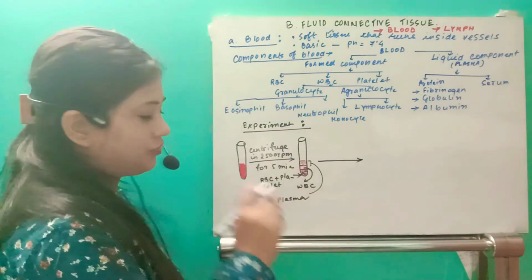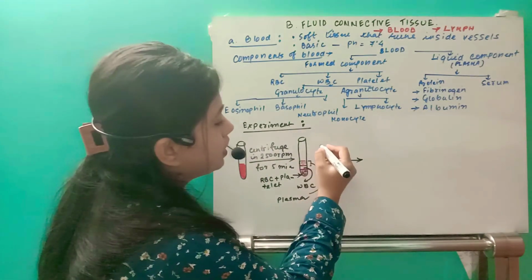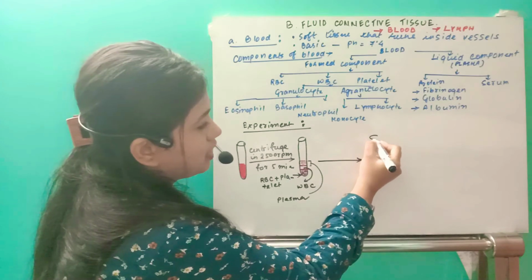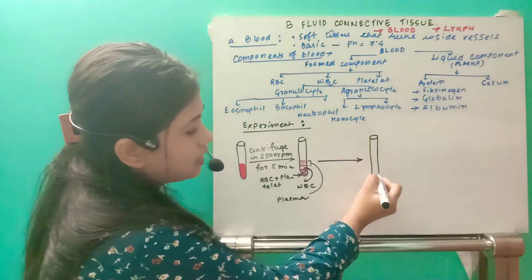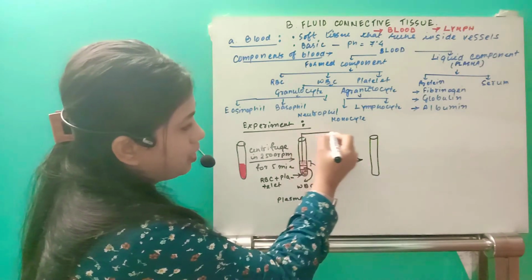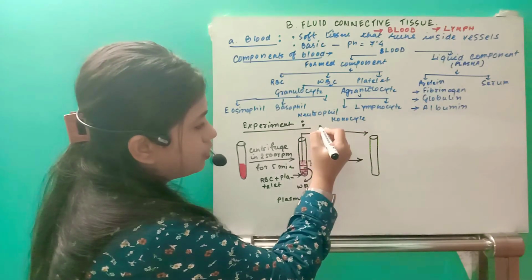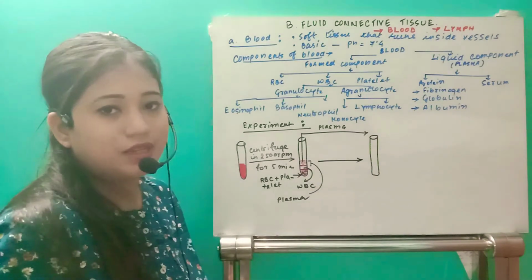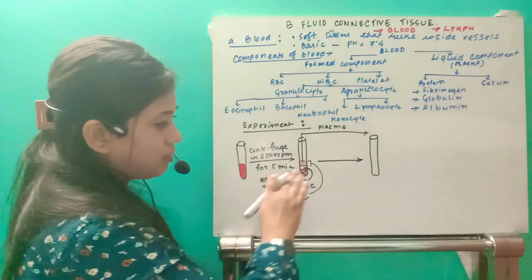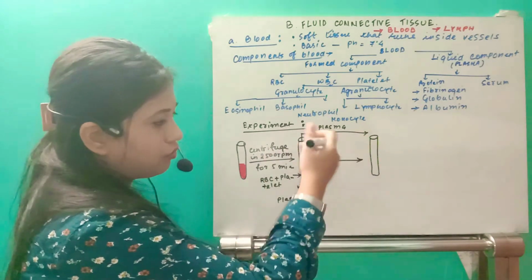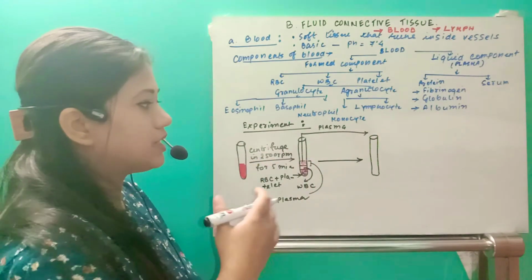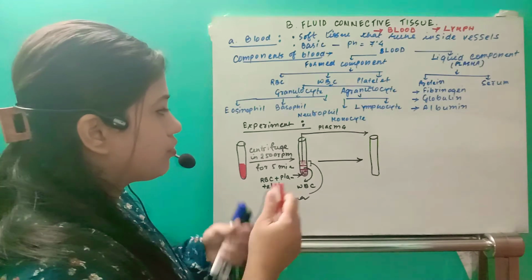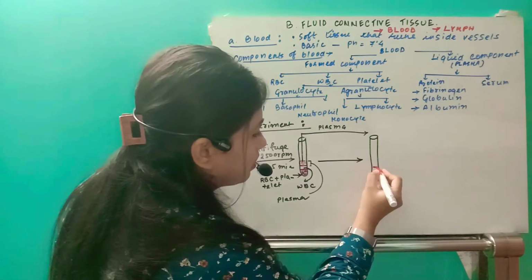Now after that, once again we will do one thing: in another test tube we will take out the plasma. We will separate out the plasma, leaving the RBC, WBC and platelets, and just pipette it out. With the help of a pipette we will take the plasma into a different test tube. So suppose we have separated the plasma here.